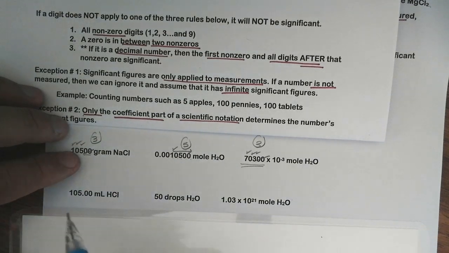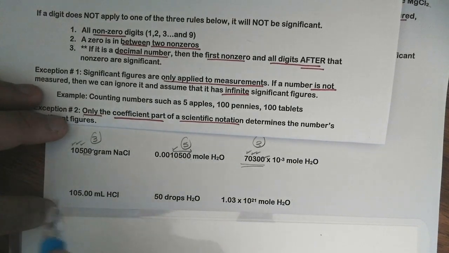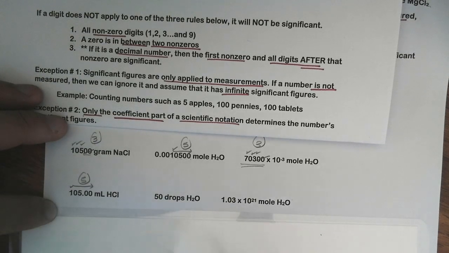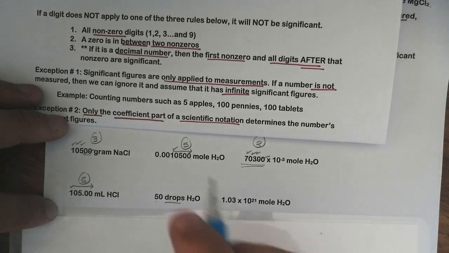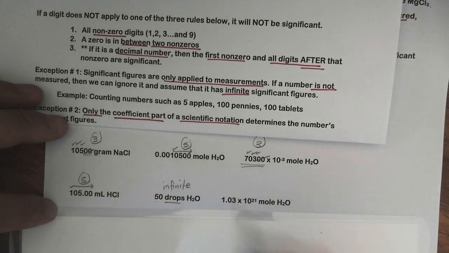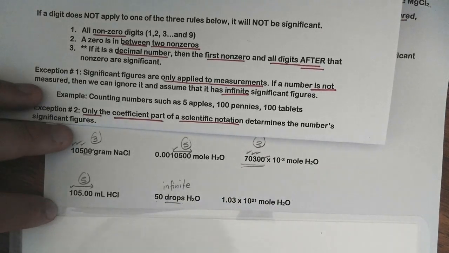Let's try another one. How many sig fig do we have? This is a decimal number. So the first non-zero is this one right here, and count all the way to the very end. 1, 2, 3, 4, 5. So we have 5 sig fig. And here we have 50 drops of H2O. Now look at the word drop. In order to determine the number of drops, we have to count 1 drop at a time. So in this case, they have an infinite number of significant figures because we can prove every single drop.